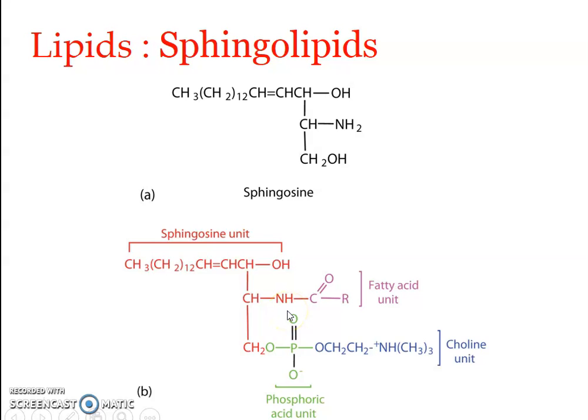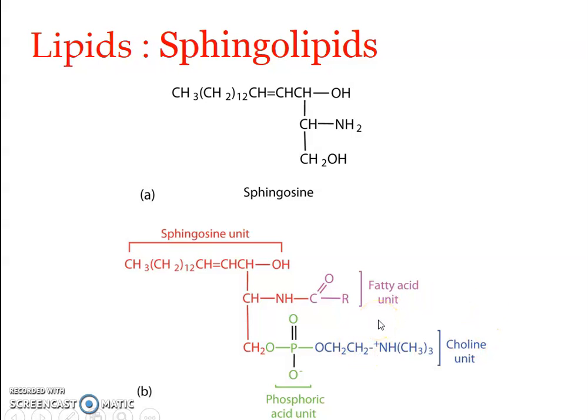Sphingosine is otherwise referred to as sphingenin, and here you can see the molecule. These two are the points that get bound to the fatty acid and the phosphoric acid respectively. Here you can see NH2, the amine end, which gets bound to the fatty acid molecule, so you have NHCOR. Then there is the CH2OH. The OH gets esterified with a phosphoric acid unit, and on the phosphoric acid unit you can find choline or ethanolamine attached.